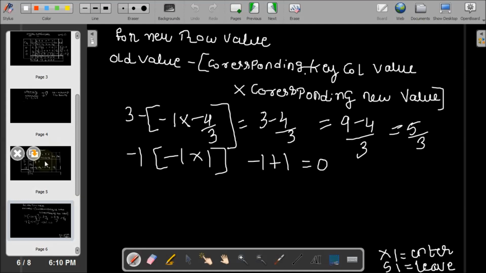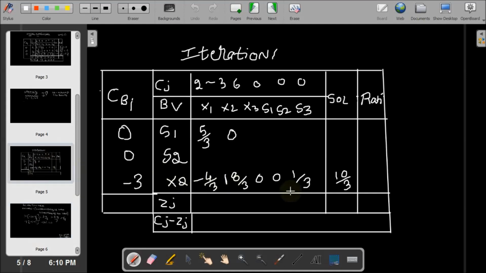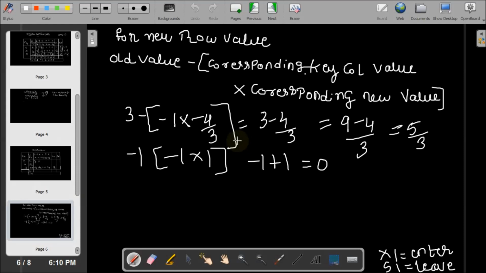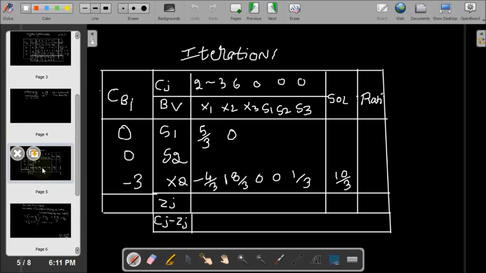New value means I found out the new values for x2, right? Those values we have to consider. So this is the first element you have to consider here, because we are finding out the new value for the first element. So what is the new value for the first element? Minus 4 by 3. So here minus 4 by 3. So what is the value I got? 5 by 3. That's why I've written 5 by 3 here.